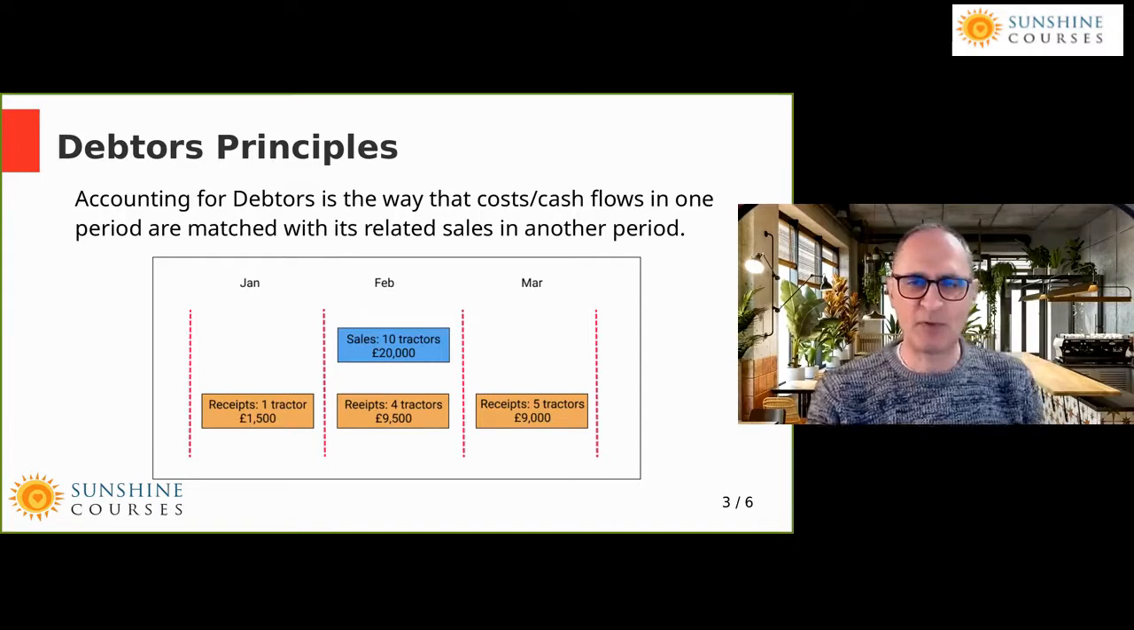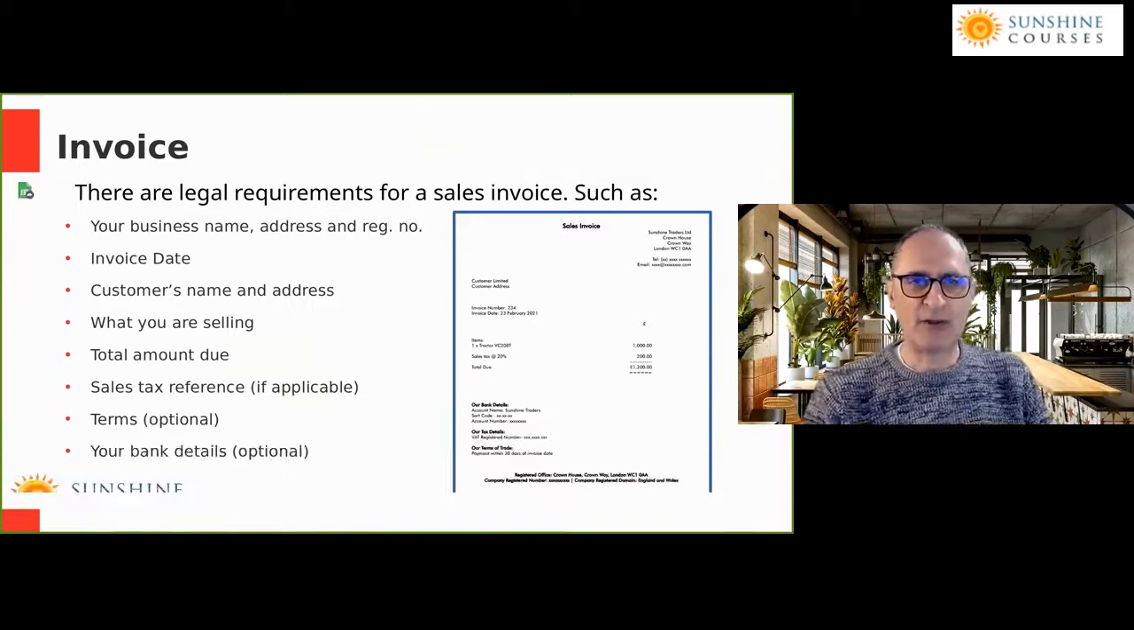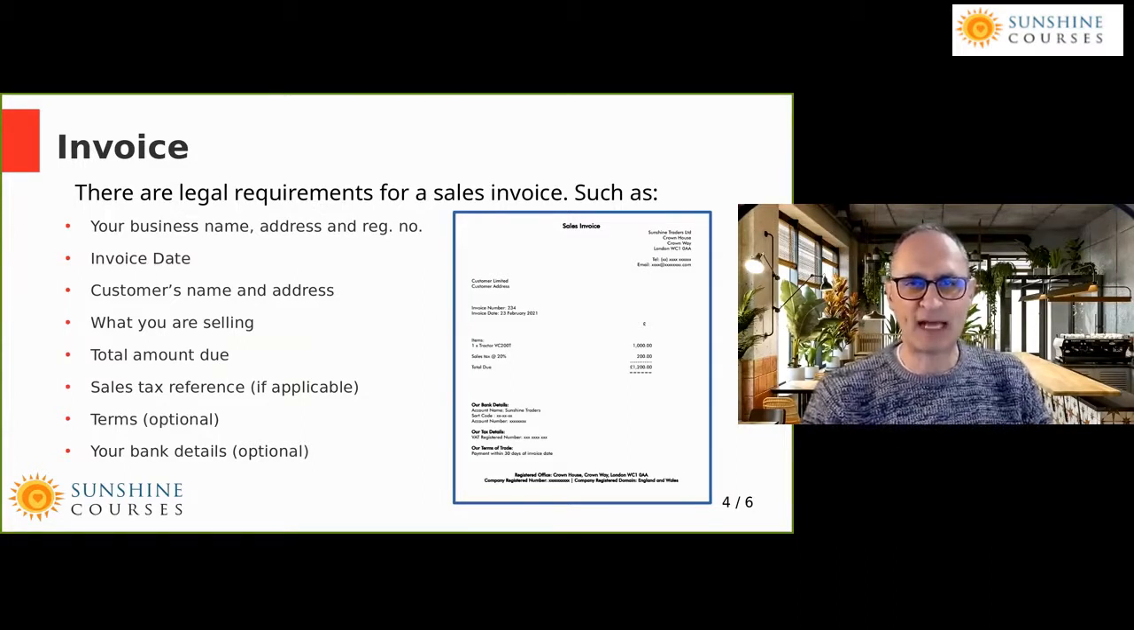So just before we get into the detail of how you record this and what it looks like in the accounts, I just want to talk to you very briefly about the invoice itself. And the reason I want to do this is, although it sounds pretty obvious, there's certain legal requirements of the minimum information you have to have in a sales invoice. There is also some information that's really useful to put in there to make your life easier to get paid.